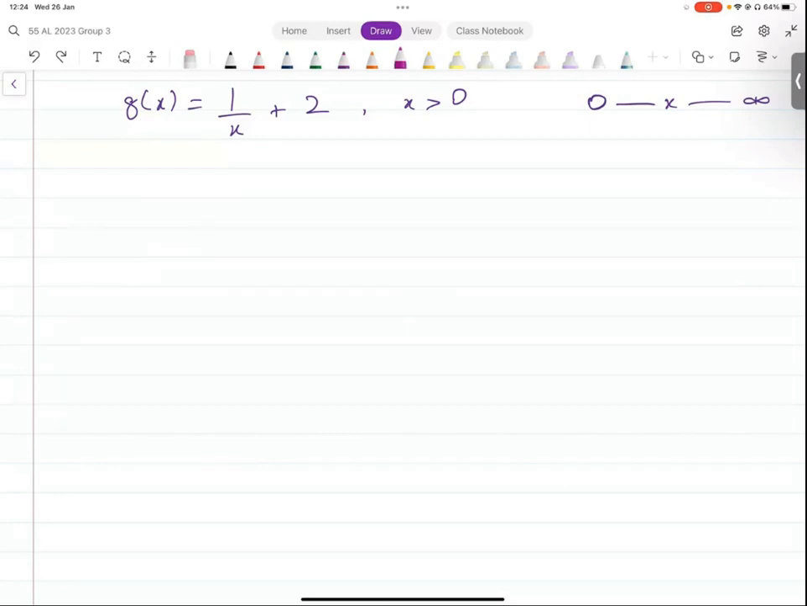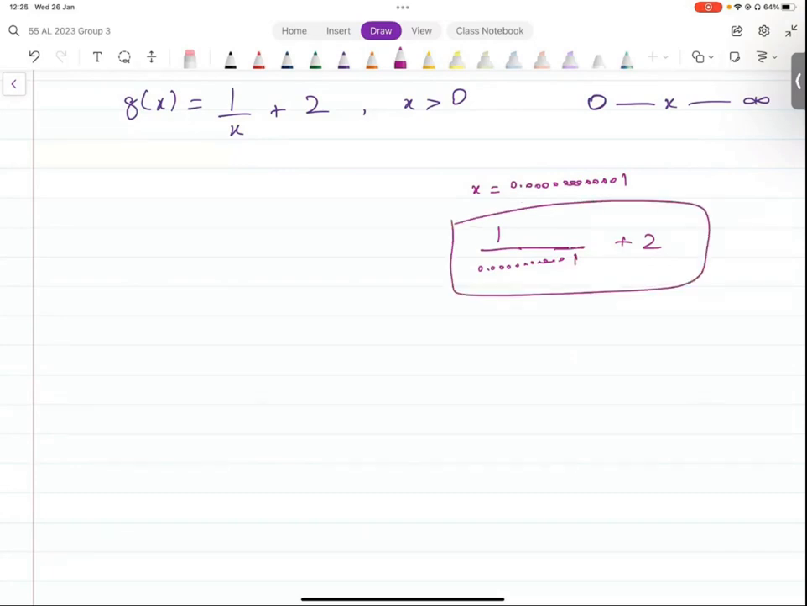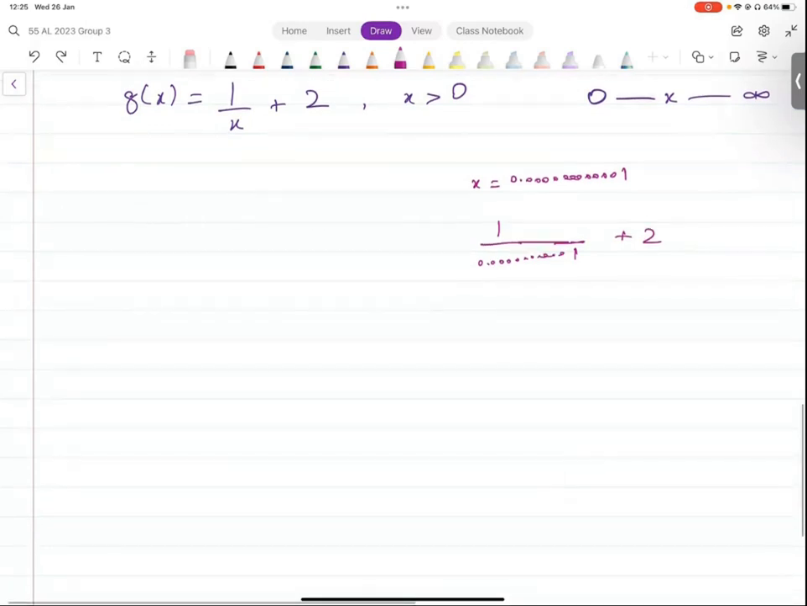We think of values that are very very close to 0. So think about this. X equals 0.00000. You can add as many zeros as you want. What about this value? इस पे क्या आपकी फंक्शन की वैल्यू होगी? 1 over 0.000000001 plus 2. What's this value? ये number क्या आएगा? Is it going to be something small, something large? What do you think? Something large. Something very large, right?